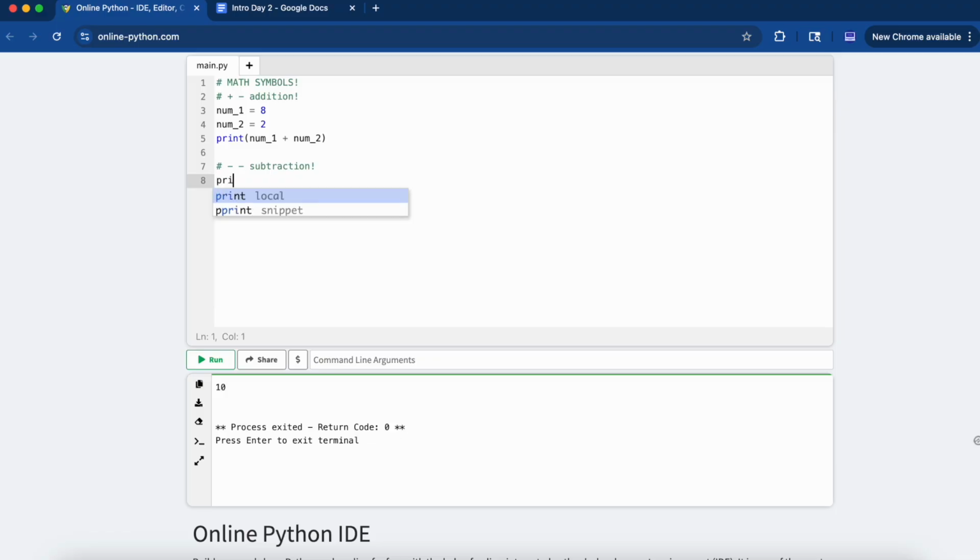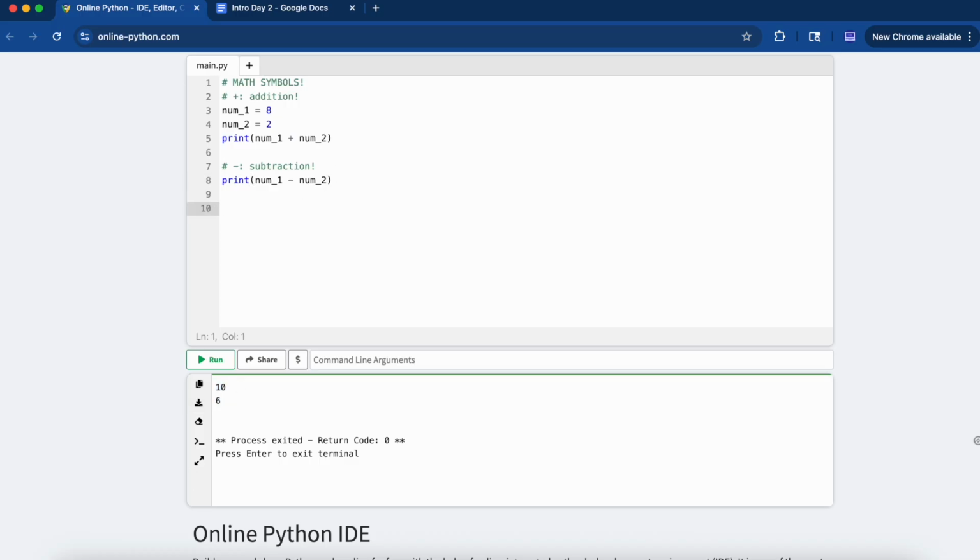But now let's try subtraction. Let's print num1 minus num2. And over here, the operator for subtraction is just the minus sign or the hyphen. I'm afraid that looks a little confusing, so let's change this to colons for now. But now we do 8 minus 2, which is in fact 6. And that is how you subtract.